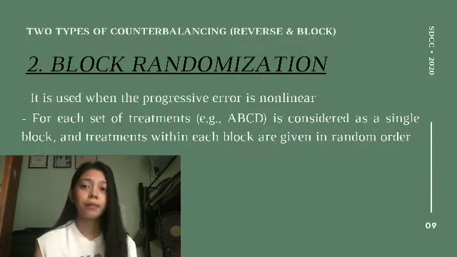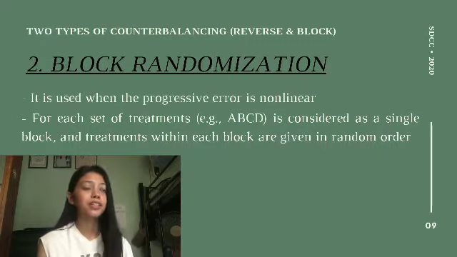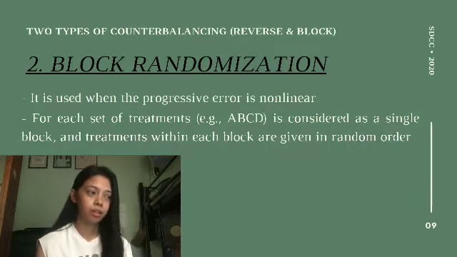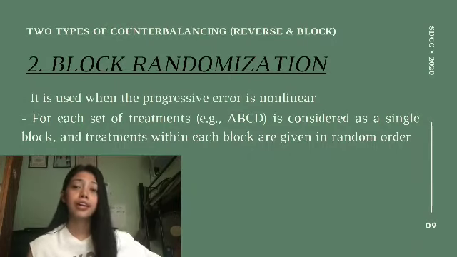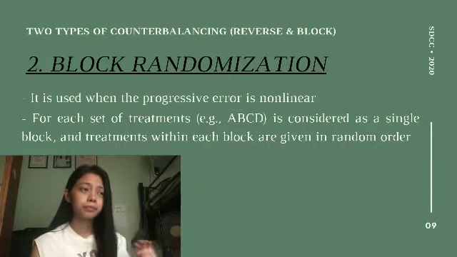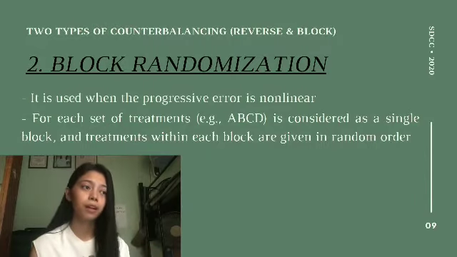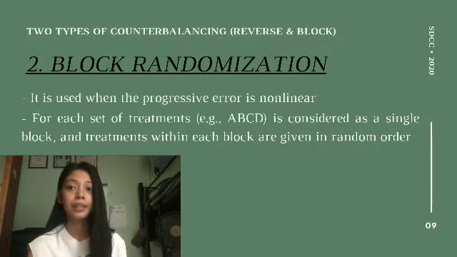Moving on, the next type of counterbalancing is block randomization. It is used when the progressive error is nonlinear. Each set of treatments is considered as a single block, and treatments within each block are given in random order. To be successful in controlling the nonlinear progressive error, it is usually necessary to present each treatment several times, resulting in a sequence containing a number of randomized blocks. By the word itself, randomization. So we randomize the blocks. In that way, it will be equal.